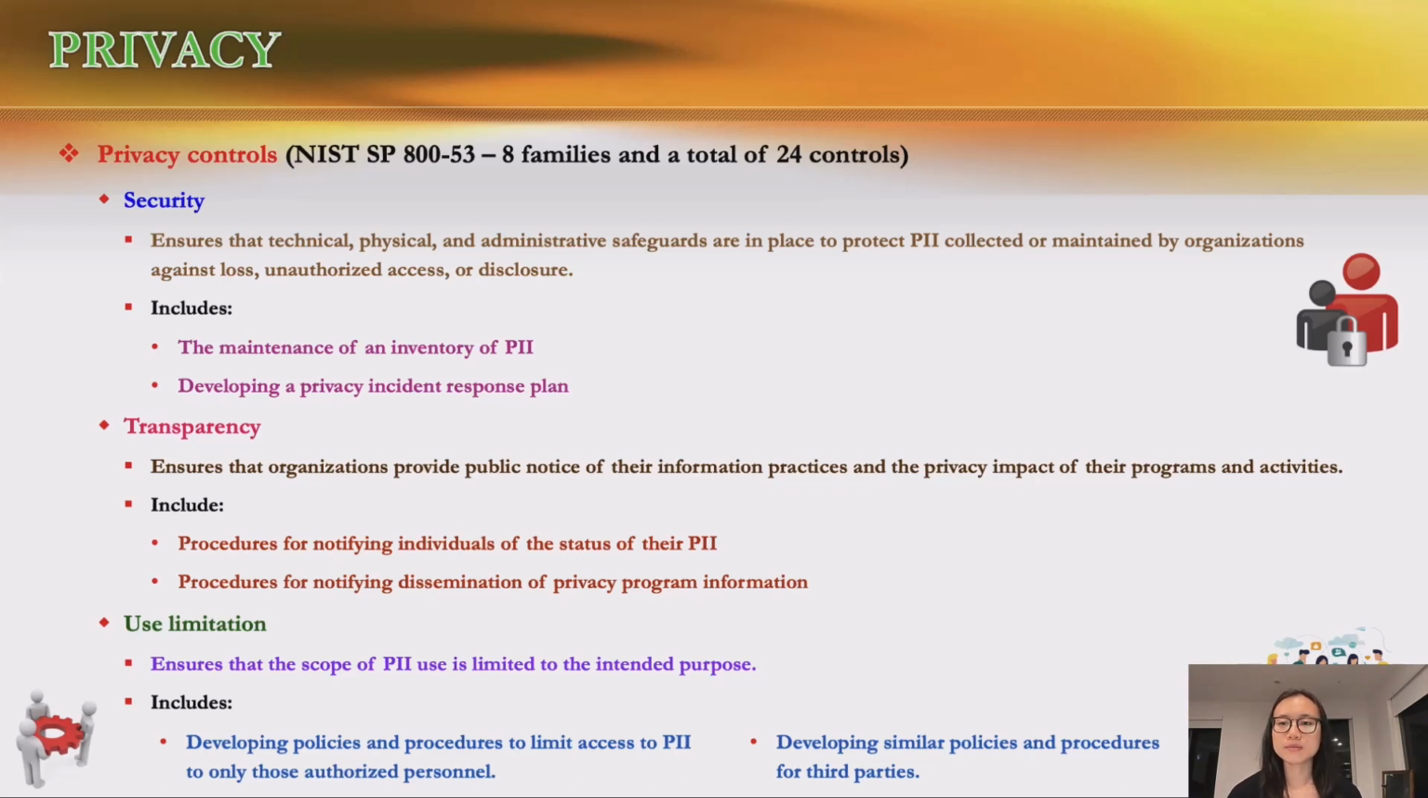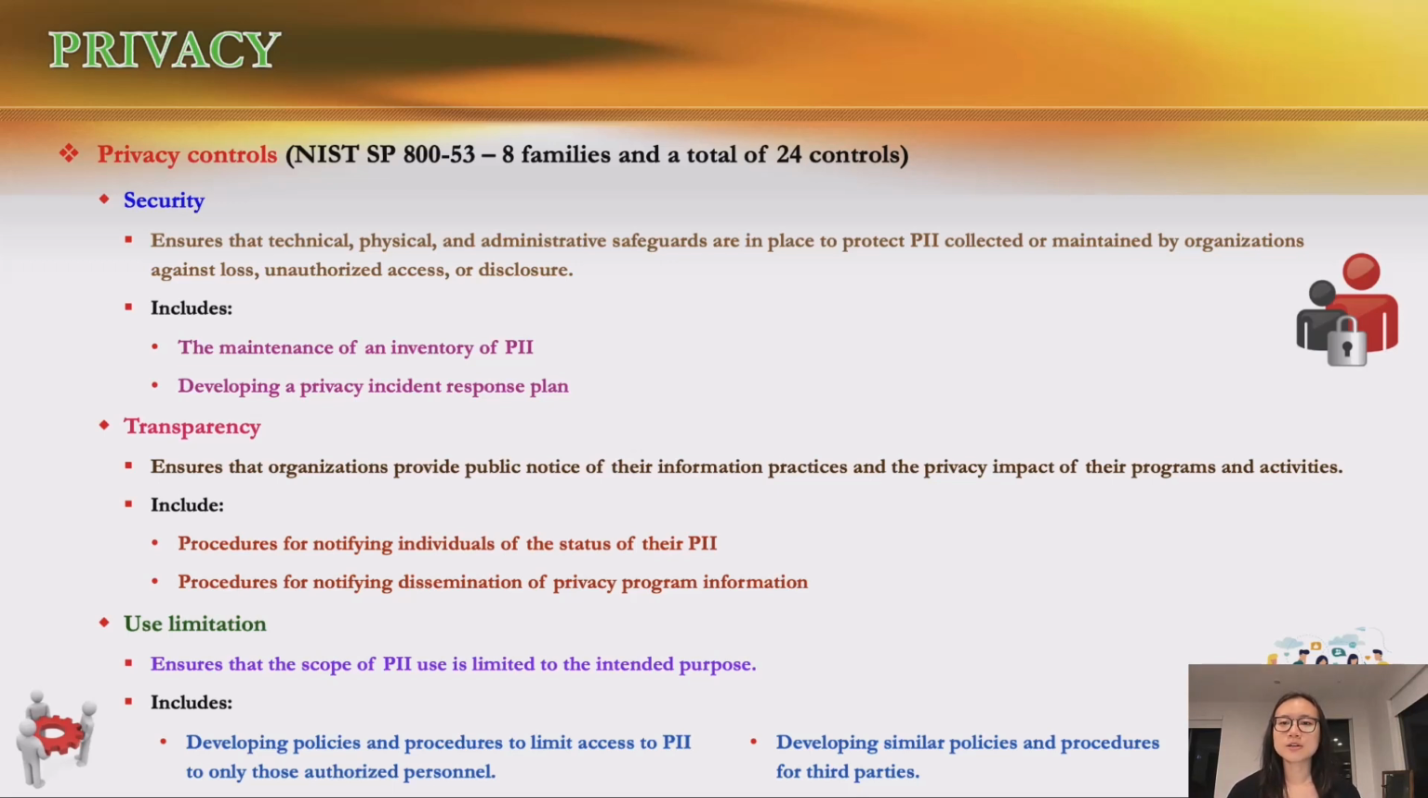The seventh family is transparency. This family of controls ensures that the organization provides public notice of their information practices and their privacy impact of the programs and activities. This includes procedures for notifying individuals of the status of their personally identifiable information and the dissemination of privacy program information.